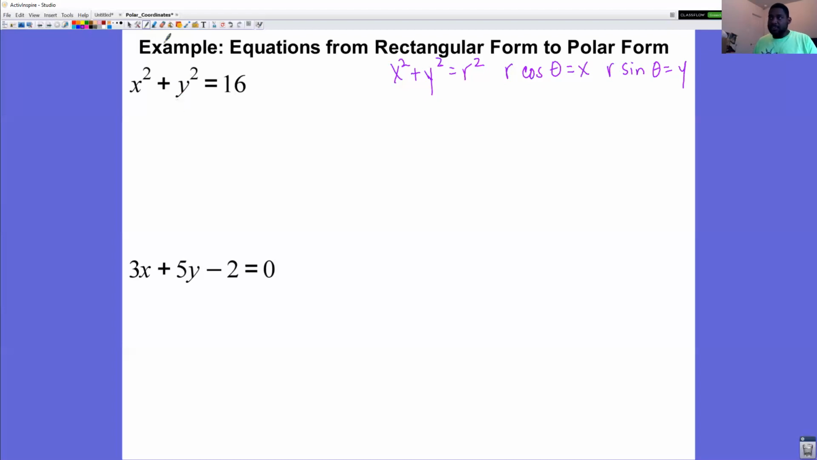So let's go to this first one here. You have x squared plus y squared equals 16. Well, here our objective is to write this equation in polar form. And so we know that x squared plus y squared is going to be r squared. So far we have r squared equals 16. And if you solve this for r, by taking the square root of both sides, you get r equals 4. So that will be our equation in polar form.